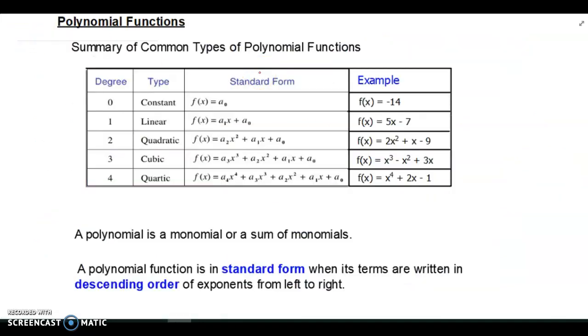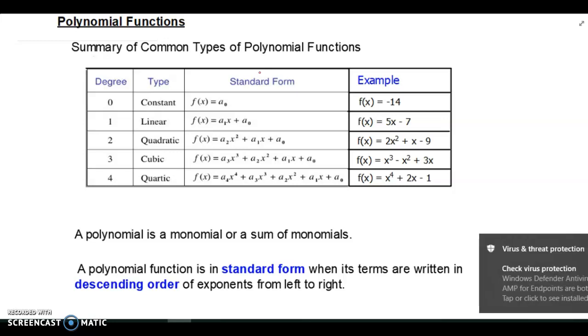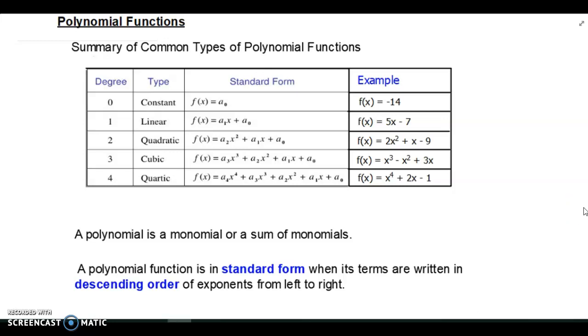All right, so these are types of polynomials that you will need in class. So just a constant would be f of x equals a naught, or just f of x equals a number. Okay, there's no variable involved in a constant. And a constant on a graph would just be like this, right? Linear, of course, we've done that. Quadratic, we've done that. Anytime the highest power is a 3, we call that a cubic function, and anytime the highest power is a 4, we call that a quartic function.